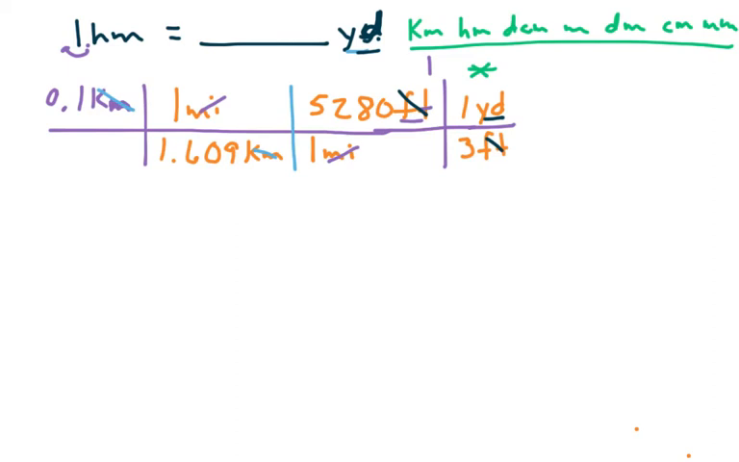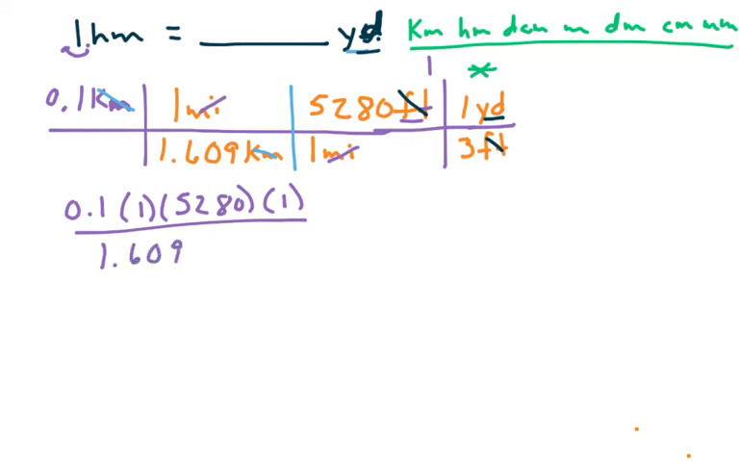So now to do the math, I take all the numbers on top and I multiply them together. So I have, don't forget, it's a 0.1 times 1 times 5,280 times 1 on top. And on the bottom, I have 1.609 times 1 times 3. Now remember, we're going to multiply the numbers on top and the numbers on the bottom separately and then divide them. So taking the numbers on top ends up giving me 528. On the bottom then, I have 4.827.